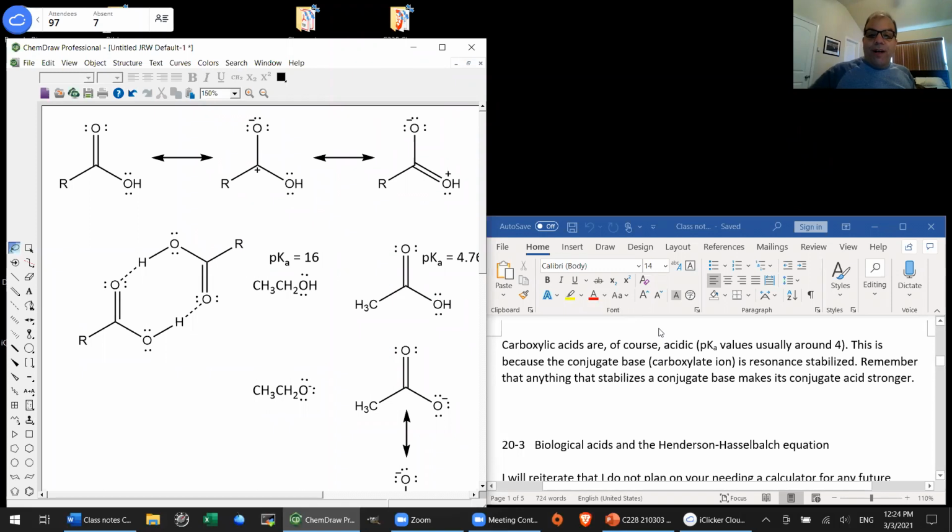Good. So that then gets us into the idea of acidity of carboxylic acids, which I'd like to spend a little bit of time on at any rate. Let's see what we got here. Good. Any questions about any of this so far?